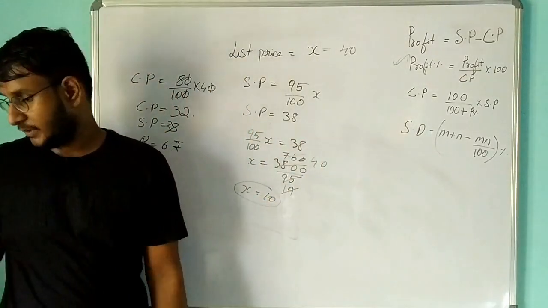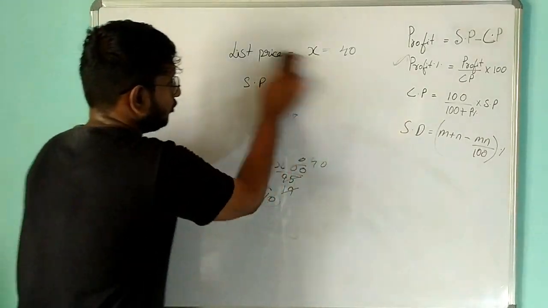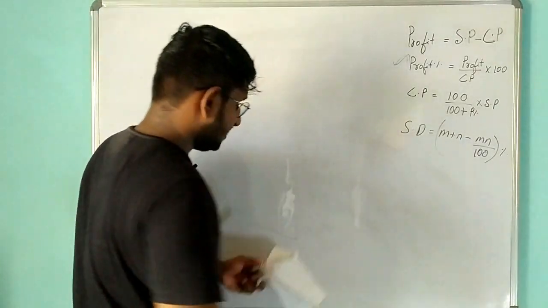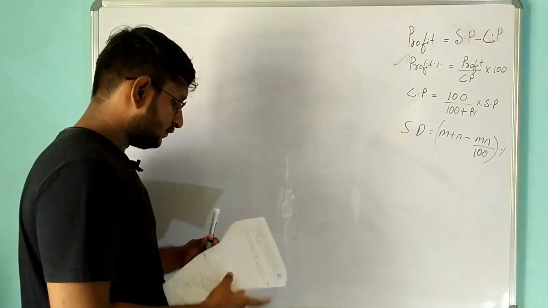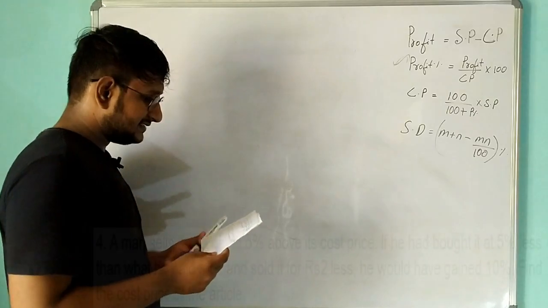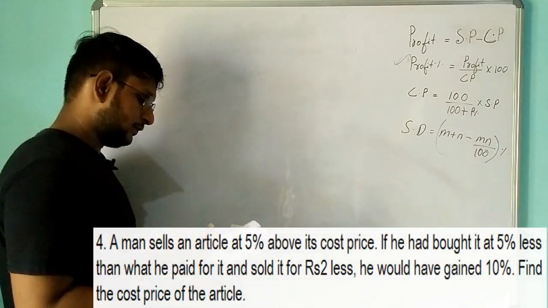This is one of the peculiar problems, so please keep a note of it. You can get similar problems like this in your exams as well. So let's see a few other problems. A man sells an article for 5% above its cost price.